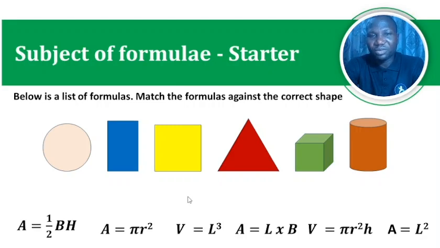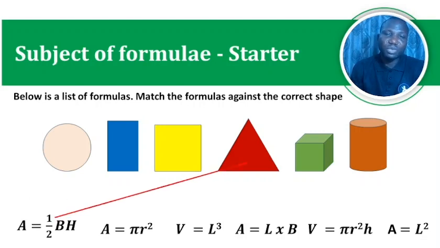However, before I go ahead to explain the concept behind changing the subject of any formula, let's look at the diagram before us. In the diagram before us, we have a list of plane shapes and solid shapes and some formulas. Our objective is to match the formulas with the corresponding shapes. I'm sure you're familiar with most of these formulas, if not all. The first formula is the formula for the area of a triangle, half base times height. So this will match with the triangle.